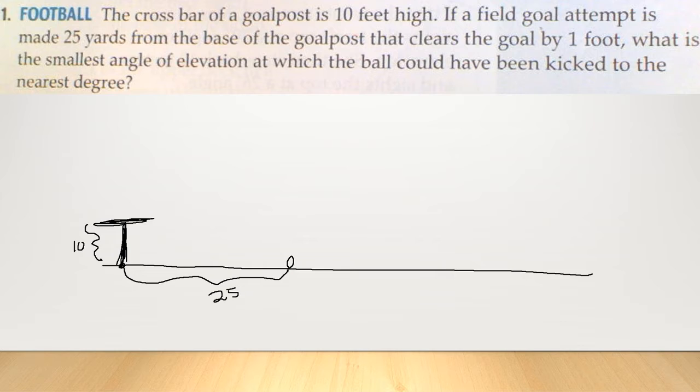And it says it clears the goal by 1 foot, which means that if it's kicked, it clears it by 1 foot. So from here to here is 1 foot. Okay? Clears it 1 foot up high from the goalpost. What is the smallest angle of elevation at which it could be kicked? So we want to know this angle right here. How far upwards does the ball need to be kicked in terms of angular degrees? I'll put a little theta here.